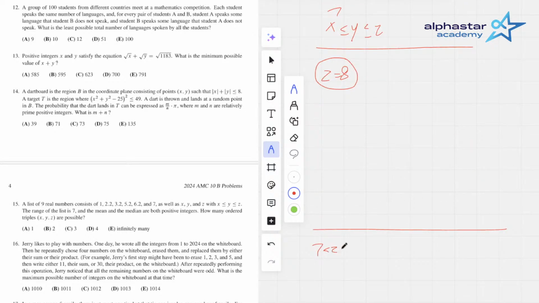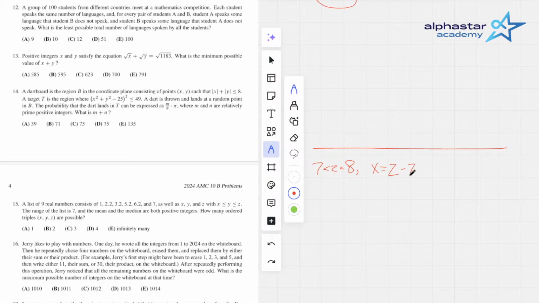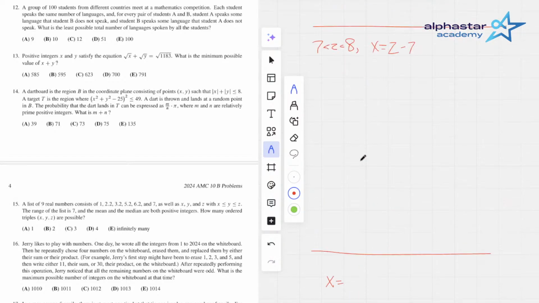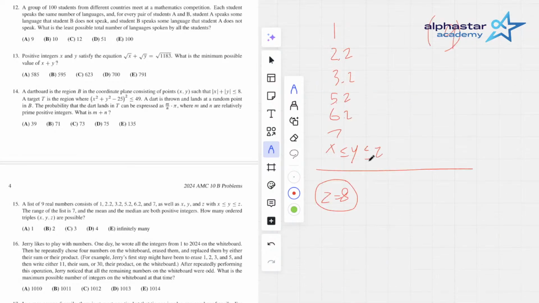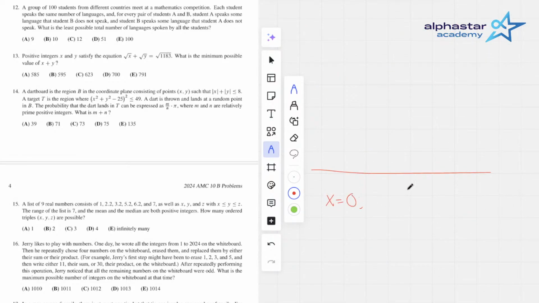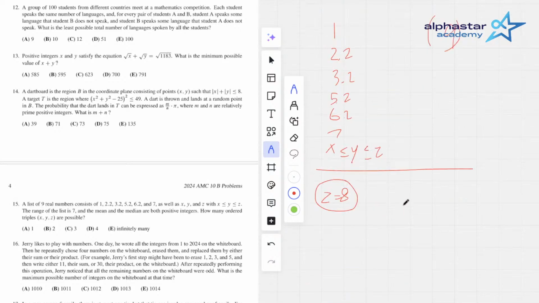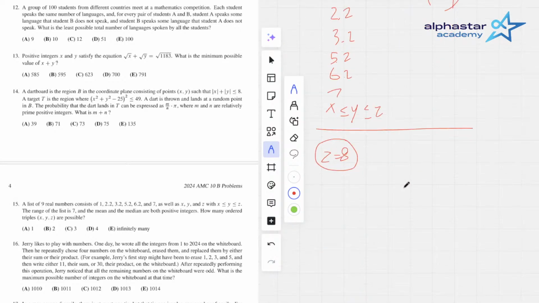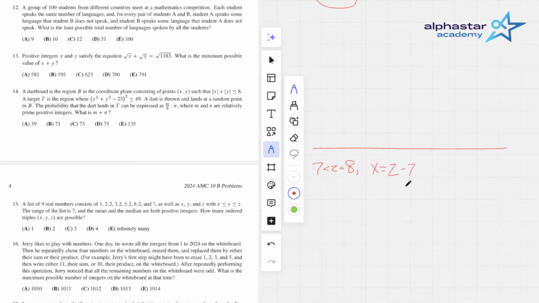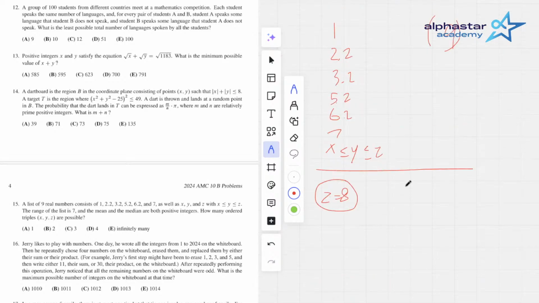z is between 7 and 8, and x equals z minus 8, or 7. The range is 7. And then, or x is -1, or 0. Z is less than or equal to 7. And I think those are the only cases that we need to worry about. So let's take a look.